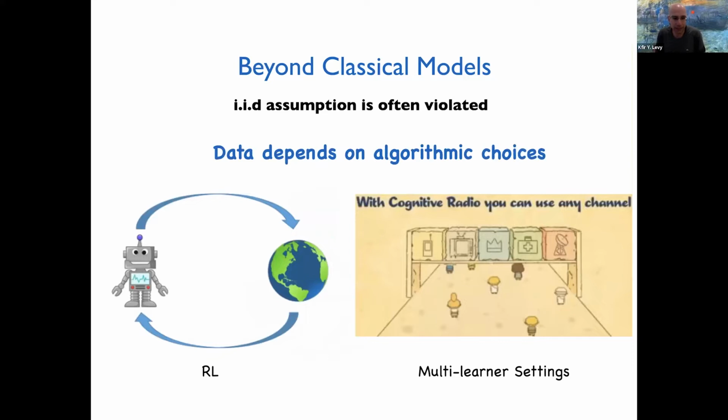Another example is when the data that we receive actually depends on our algorithmic choices. For example, in reinforcement learning, right, you have an agent that interacts with the environment, and the feedback, and actually the data that the agent receives, depends on the algorithmic choices of this agent. Another example is when we have multi-learner or multi-agent settings, and the actions of one agent actually affects the behavior of the other agents, and therefore the feedback that this learner or agent receives.